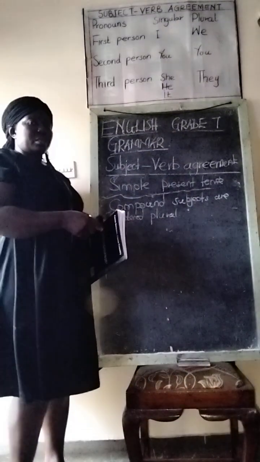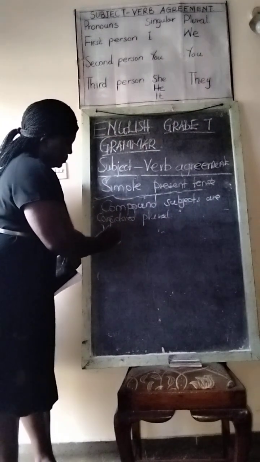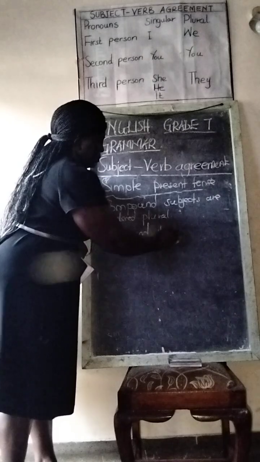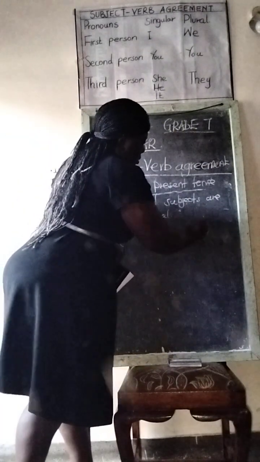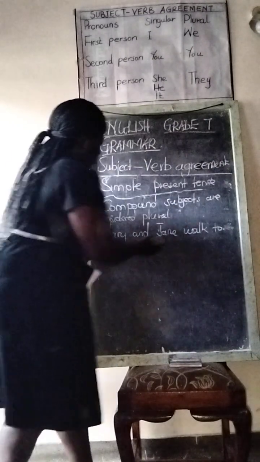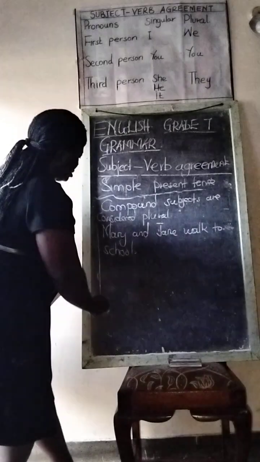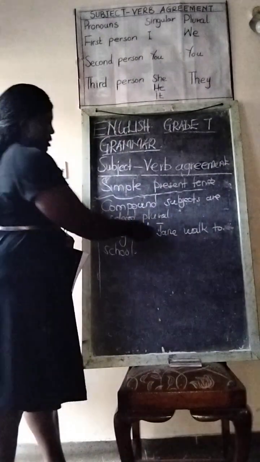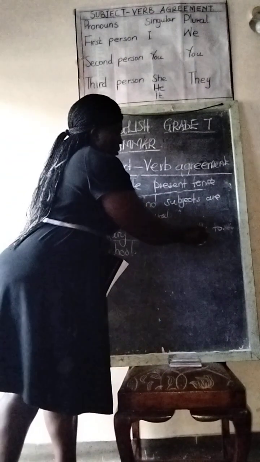Now, what makes a subject compound? For example, when you have Mary and you add Jane: Mary and Jane walk to school. So the subject here is plural with a plural verb.